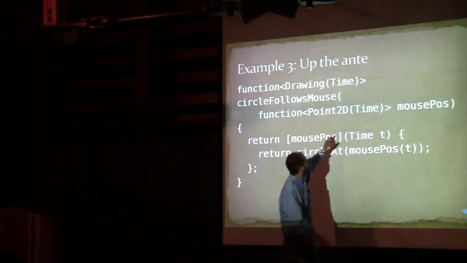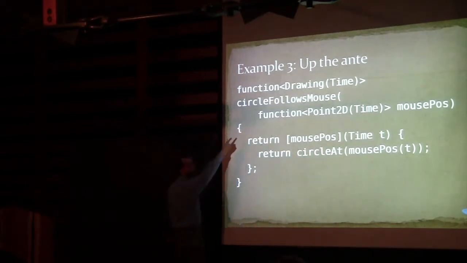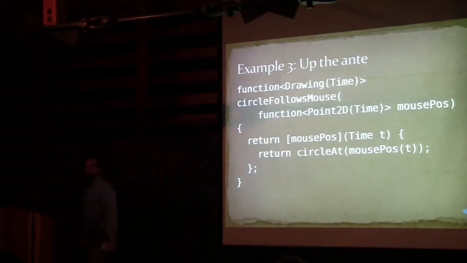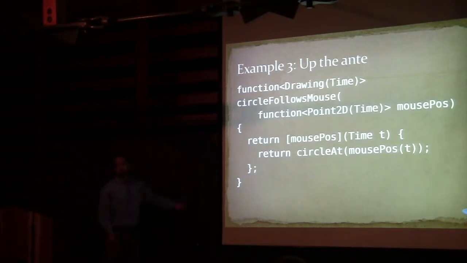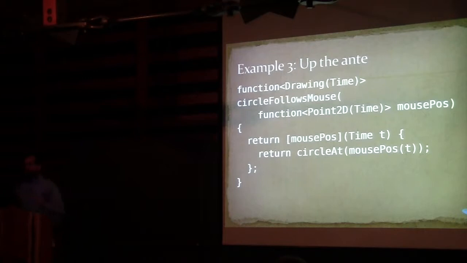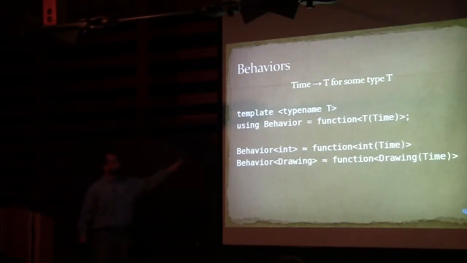So we have this mouse position, which is our function of time, and we have our result, which is a function of time. And we also had this over here, remember? We're talking about these time functions. So maybe we should make this an abstract data type, this idea of a function of time. And we will. We'll call this behavior.